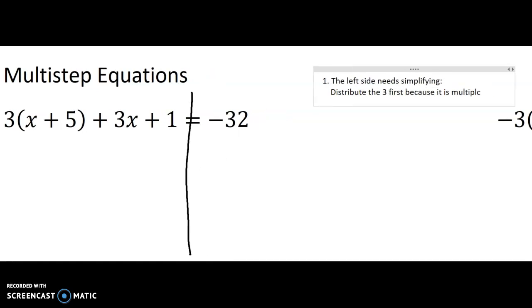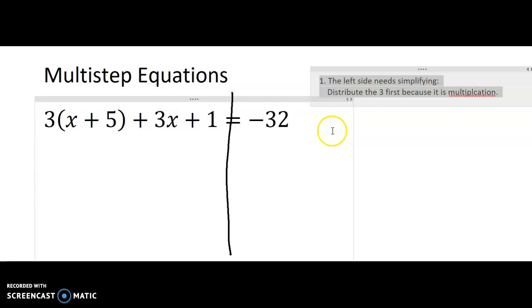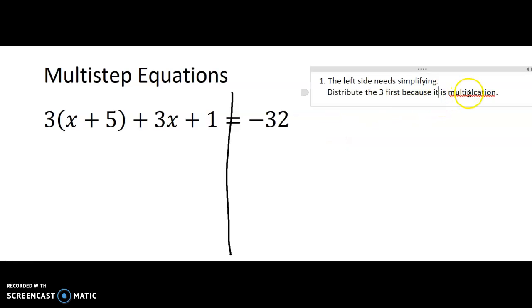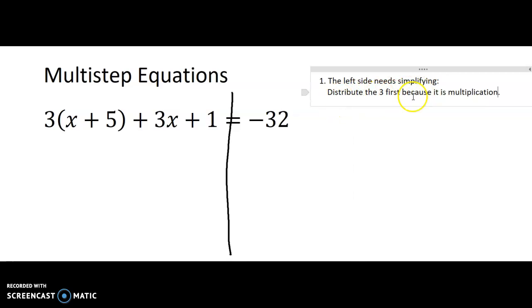Again, you can write all these notes down. Pause the video if you need to. So, my first observation is that the left side needs to be simplified because it is too long, and we need to distribute the 3 first because it's multiplication. After we distribute the 3, we're going to see what happens. So let's go ahead and distribute the 3 because we want to do multiplication first. So again, we're only going to distribute to stuff inside the parentheses.